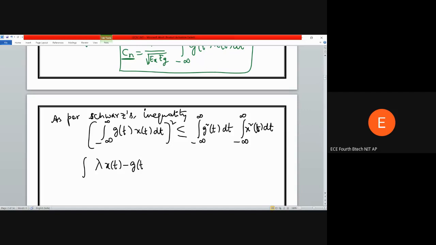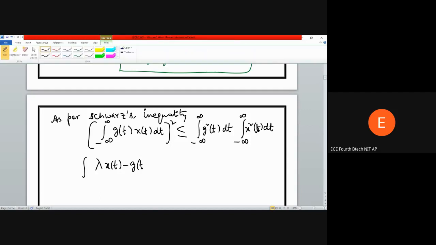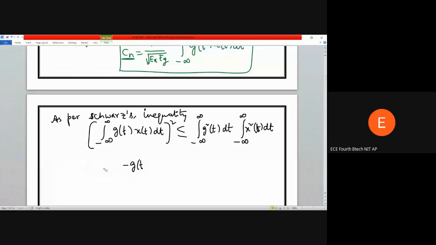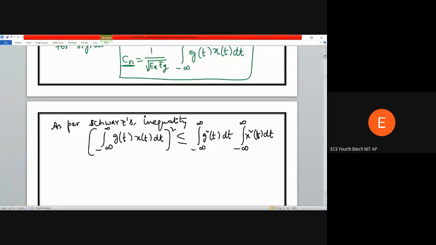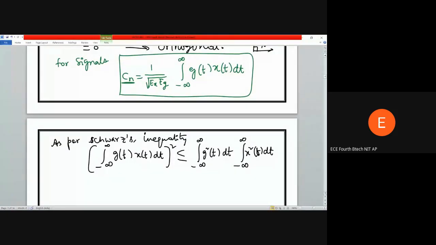Let me stop it over here. The thing is, if you substitute this equation in the above equation, this term, the integral from minus infinity to plus infinity of g of t multiplied with x of t dt, there is no square over here. This is actually equal to Eg multiplied with Ex, the energy of the signal g of t and the energy of the signal x. So I can write it like this.